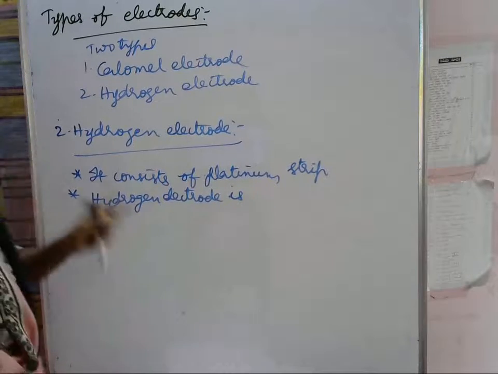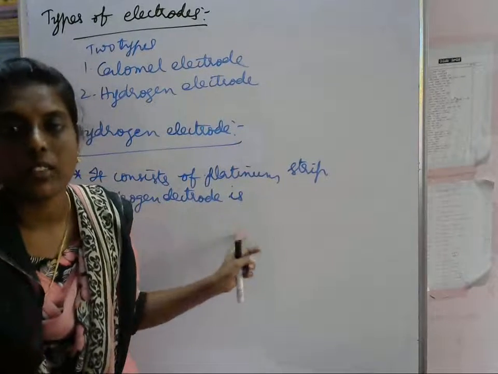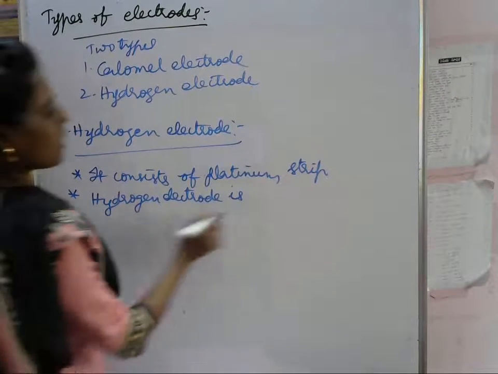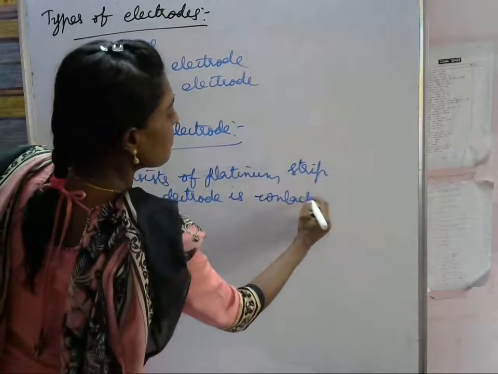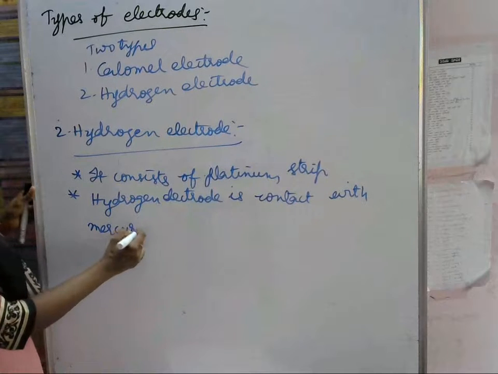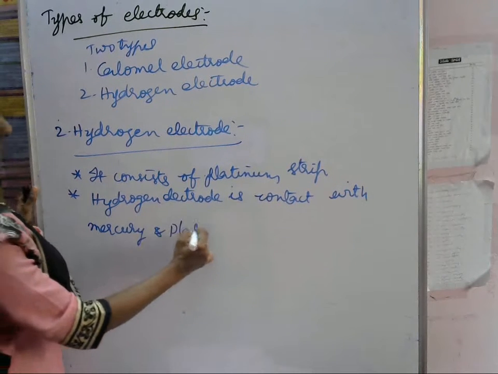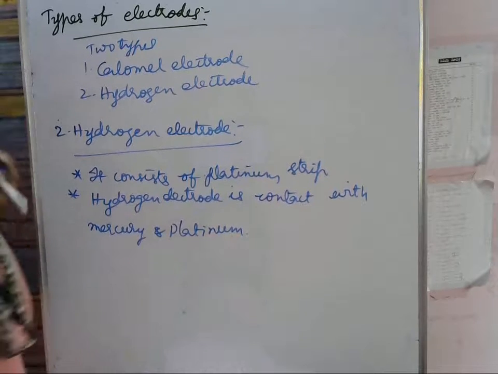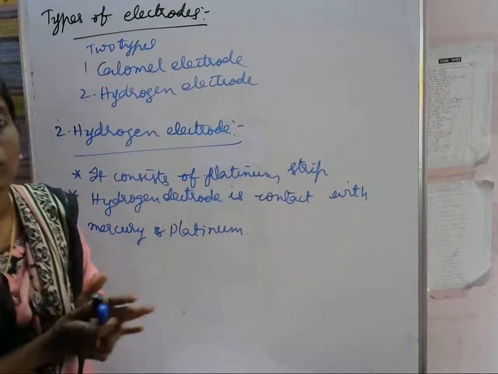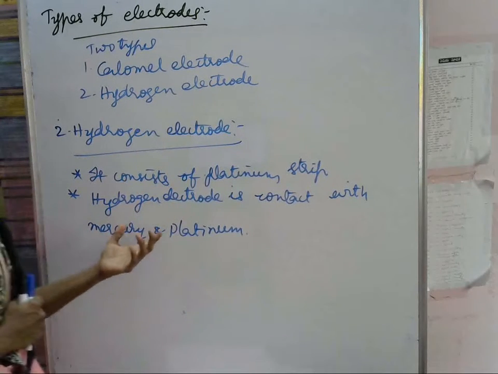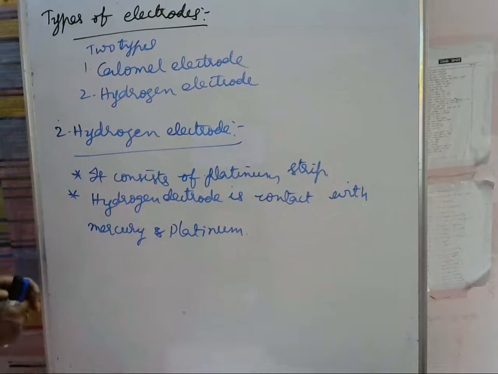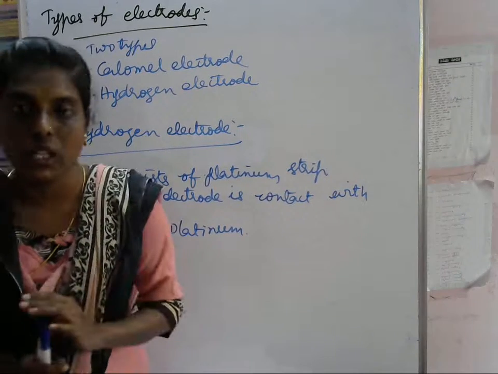The hydrogen electrode is in contact with mercury as well as platinum. Here we have to pass hydrogen gas in excess. Okay, hydrogen gas is present in excess amount, so it can be eliminated from the hydrogen electrode. The hydrogen electrode is dipped in dilute solutions.